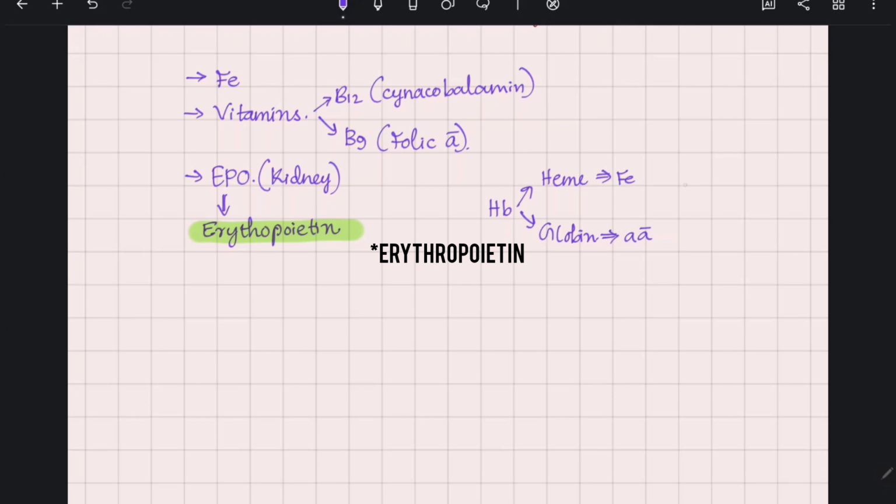But there is also involvement of carbohydrates, and also what? Fatty acids. So carbohydrates are there, fatty acids are there, amino acids are there, iron is there, vitamin B12 and B9 are there, erythropoietin is there. So these are the major factors which contribute to the production of erythrocytes, or RBCs, or red blood cells, whatever you call them. Okay, so now let's focus on B12 and B9.